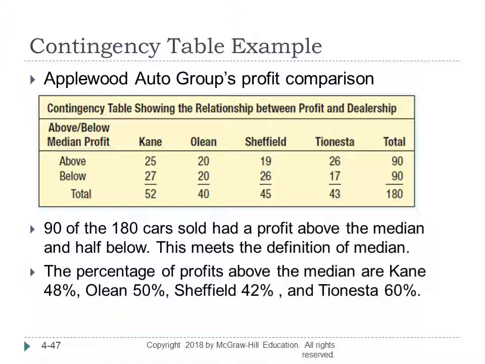So notice, even though Kane sold more cars than any other location, it does not have the highest profit. The highest profit was at Tainusta. 60% of their sales were for prices above the median. The idea of this table is just to give you an idea of what a contingency table is. Here we used it to compare the performance of the different locations as far as the profit is concerned.